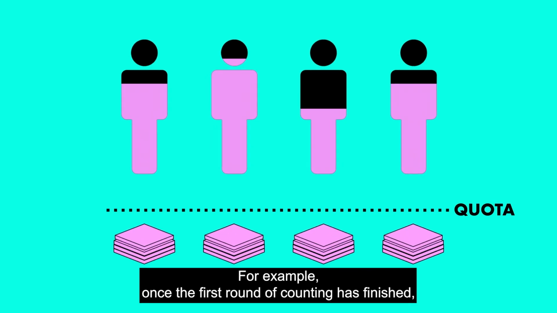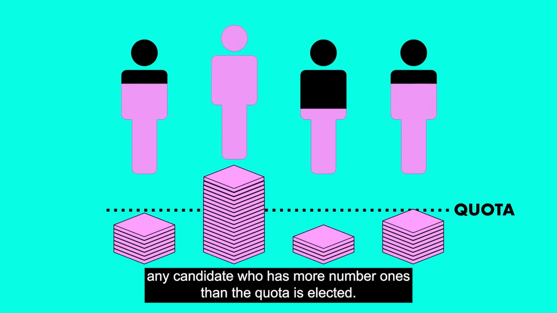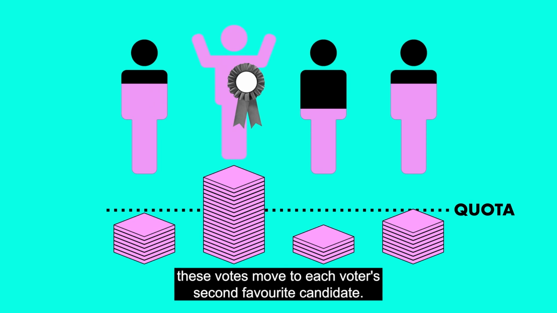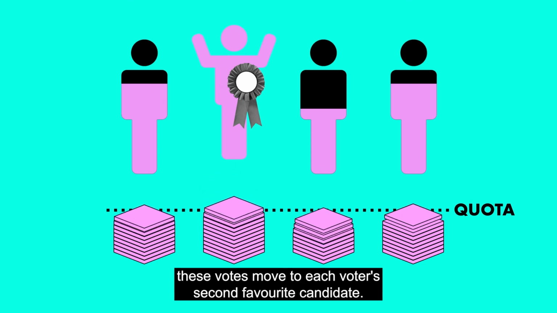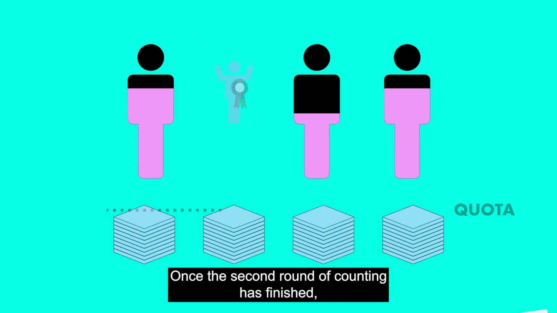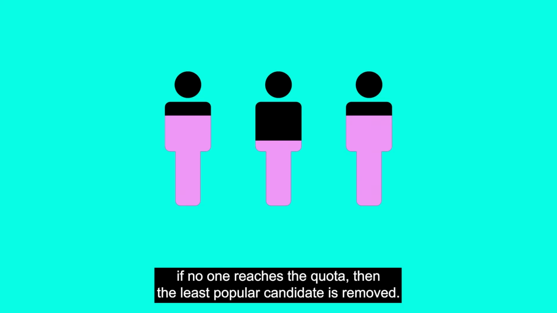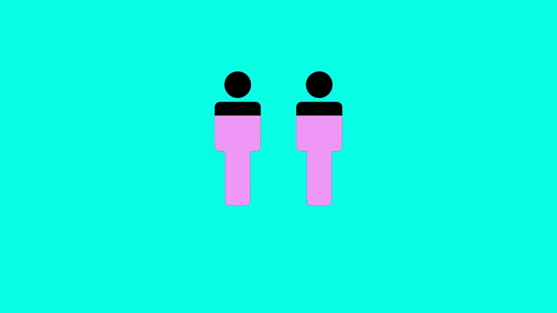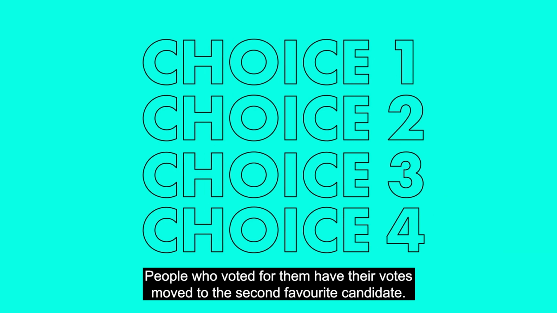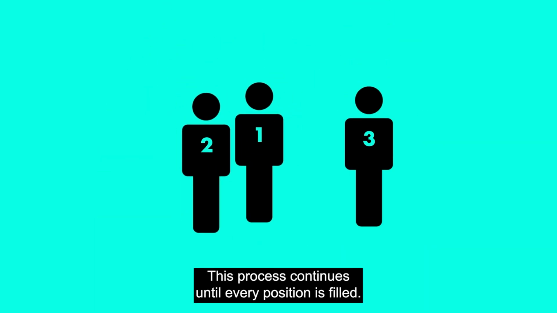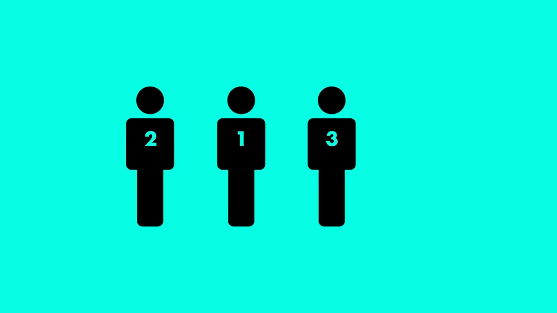For example, once the first round of counting has finished, any candidate who has more number ones than the quota is elected. But rather than ignoring the extra votes this candidate received above the quota, these votes move to each voter's second favourite candidate. Once the second round of counting has finished, if no one reaches the quota, then the least popular candidate is removed. People who voted for them have their votes moved to the second favourite candidate. This process continues until every position is filled.